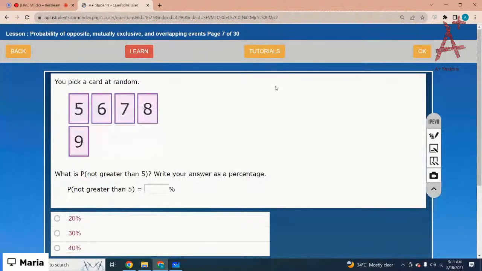You pick a card at random. What is the probability of not greater than 5? Which is the correct option? Mm-hmm. Only one number that is not greater than 5. 5, right? So 1 over 5. That would be 20%, not 40. Isn't it?